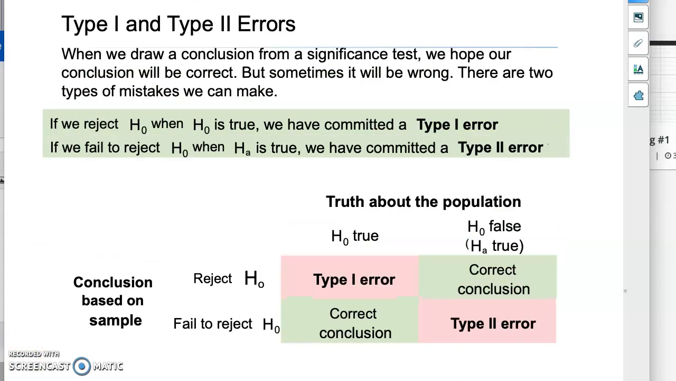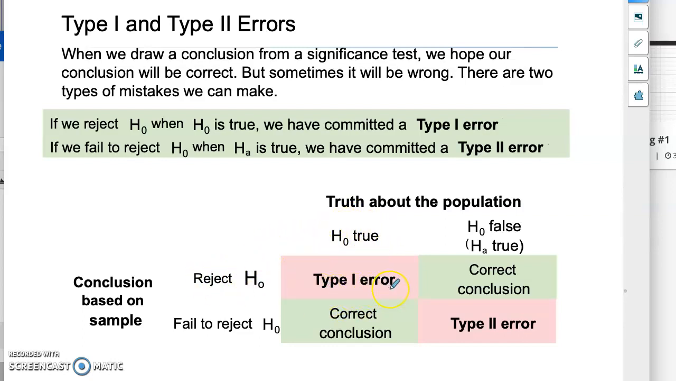Okay, let's talk about errors. Of course you can make a mistake because we're not 100% certain. You can have evidence against your null hypothesis and therefore reject it, but in fact your null hypothesis could be true, because remember, there is a truth about the population. The truth about the population doesn't change, it's fixed. So maybe that is true, but we reject it.